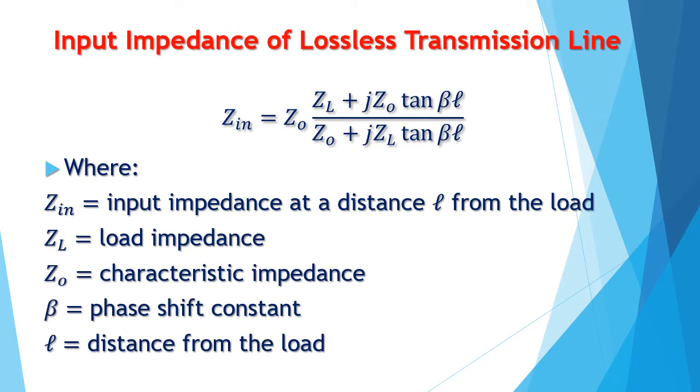Now this is the formula for a lossless transmission line. It is given by Z_in = Z_O × (Z_L + jZ_O tan(βL)) / (Z_O + jZ_L tan(βL)), where j is the imaginary part. And we have the same variables. The difference is we no longer have the propagation constant gamma, but in the place of gamma we have beta, which is the phase shift constant.